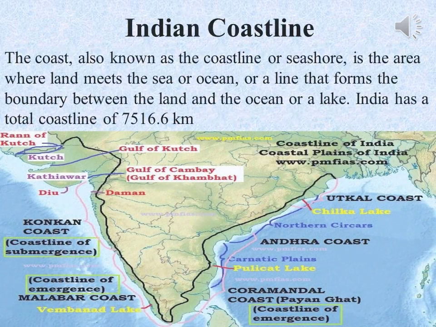The coast is also known as coastline or seashore. It is an area where land meets the sea or ocean, or a line that forms the boundary between the land and ocean or a lake. India has a total coastline of 7,516.6 kilometers.